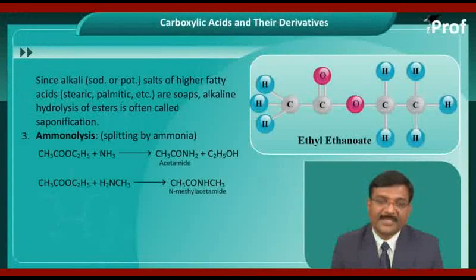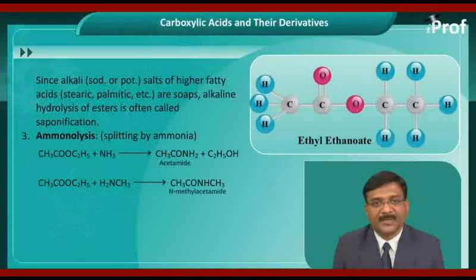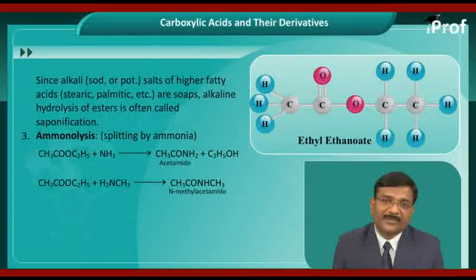Now the next reaction in the series of chemical properties of carboxylic esters is ammonolysis, that is splitting by ammonia. Esters like CH3COOC2H5, when reacted with ammonia NH3, give the corresponding acetamide along with the liberation of alcohol.